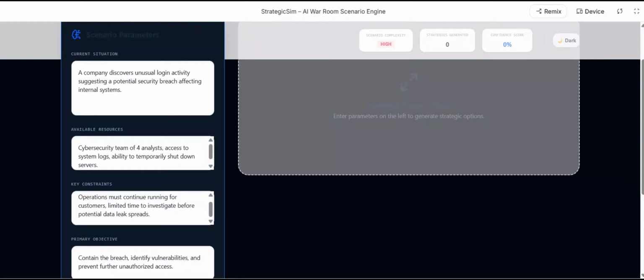Today's decision making environments, whether in crisis management, business strategy, or geopolitics, are often filled with uncertainty and high stakes. Leaders often face multiple possible outcomes, yet the traditional tools don't allow them to actively test strategies or understand the consequences before acting. So, hence, it is clear that there is a need for an intelligent system that can analyze situations, generate strategic options, assess risks, and simulate outcomes, helping the users make more confident and informed decisions.